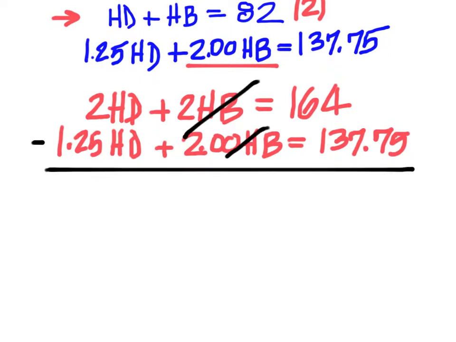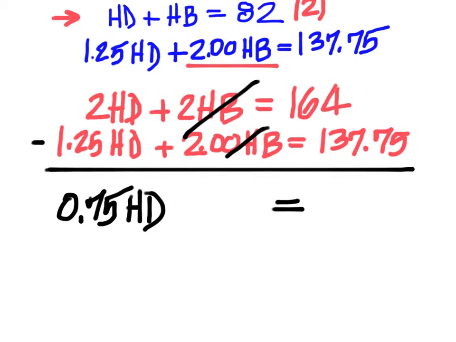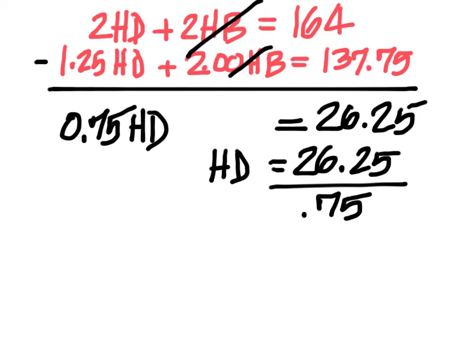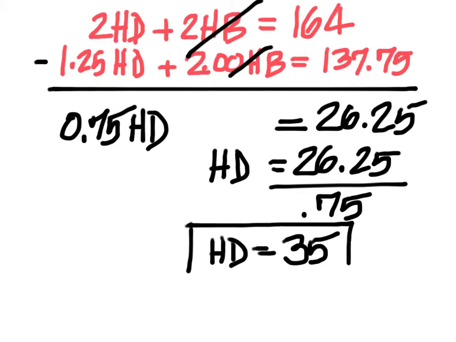2 minus $1.25 leaves me with how much? 75. So 0.75 HD. And over here, 164 minus 137.75 leaves me with 26.25. So to get the number of hot dogs, I would have to divide 26.25 by 0.75. And that comes out to be 35. The number of hot dogs sold is 35.